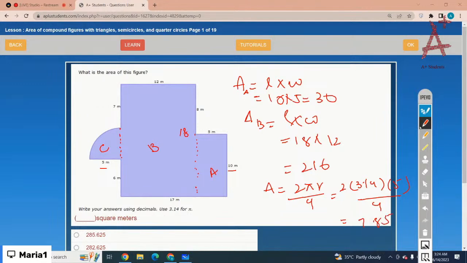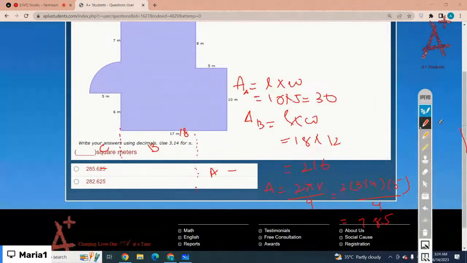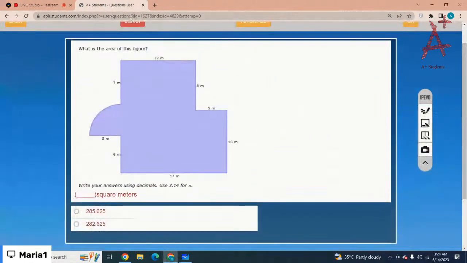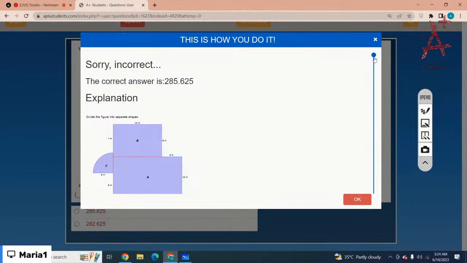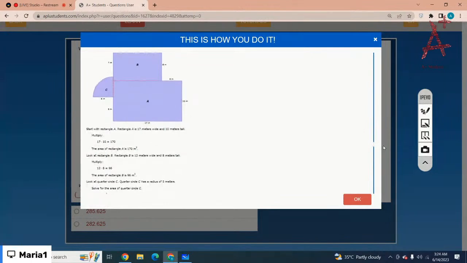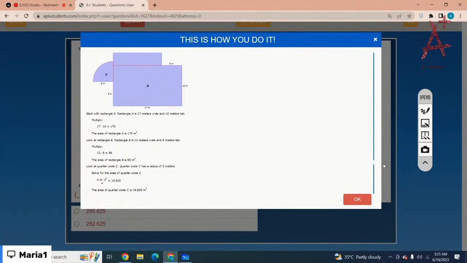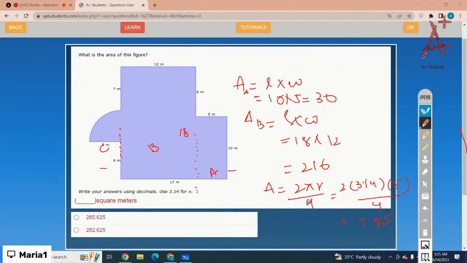Now you simply have to add all the three areas. Got it? It would be 30 plus 216 plus 7.85. That would be, no. Hold on. Let me just look at the area of the circle. I think I did something wrong. Let me just check.